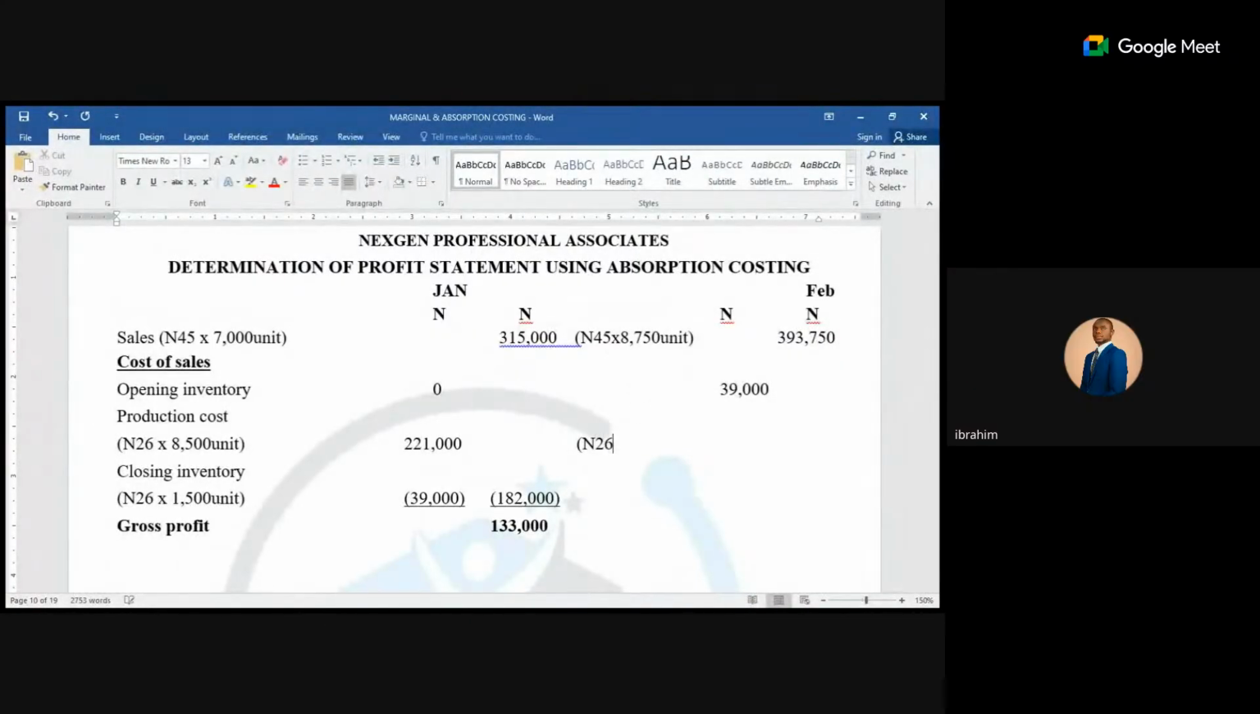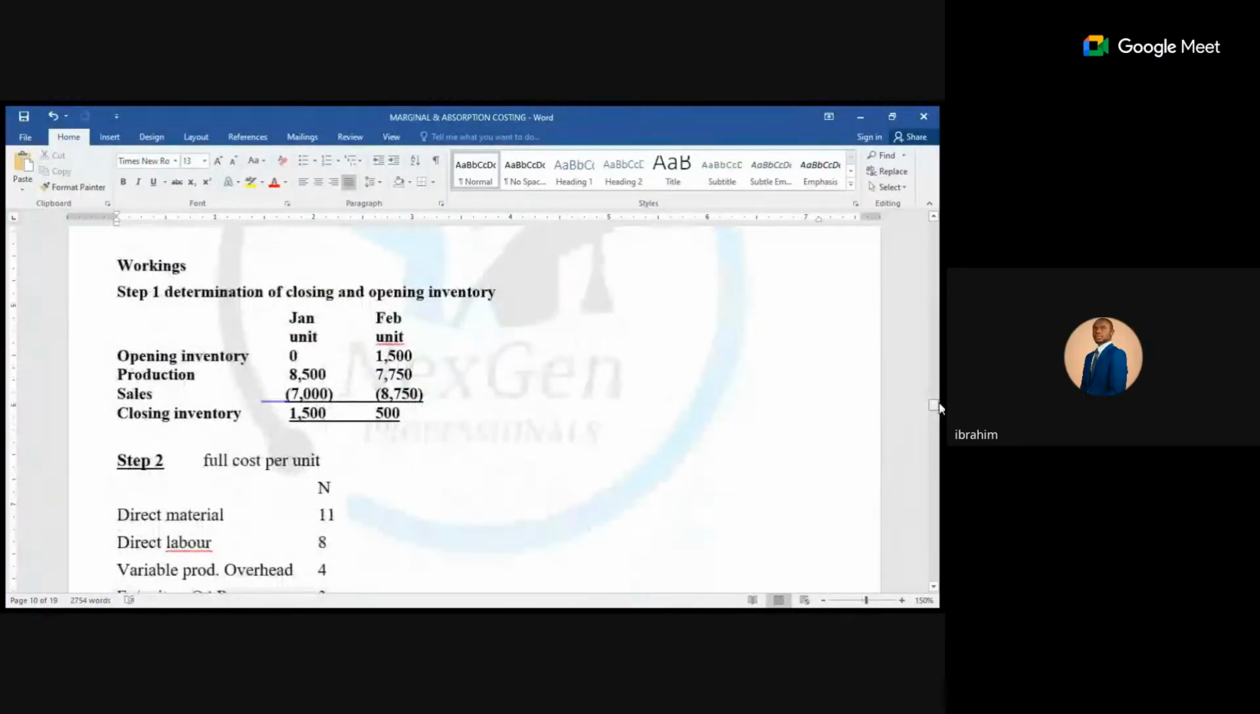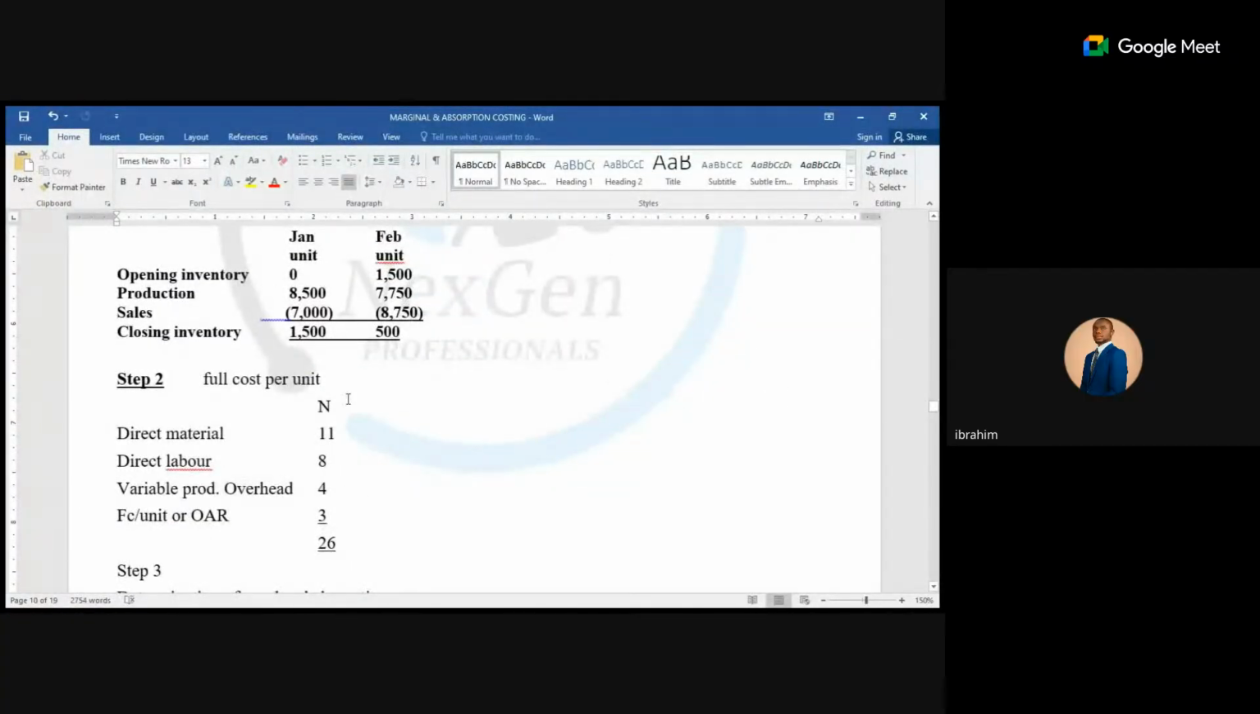What is the unit produced for February, class? 7,750 units. Class, in a situation, 7,750. Is that not so? So don't forget that I've equally mentioned that you may have different direct material. Probably you are given for year 1, year 2. The direct material for year 1 may be different from year 2. So you have to analyze it, right?